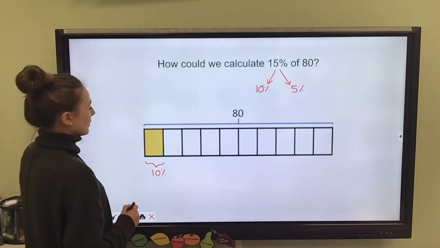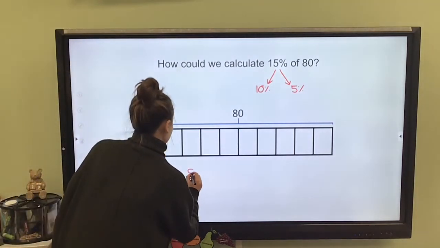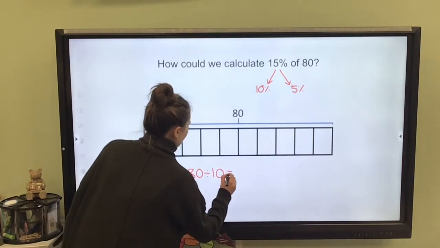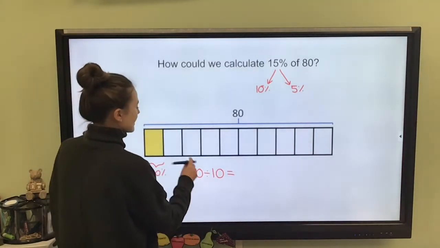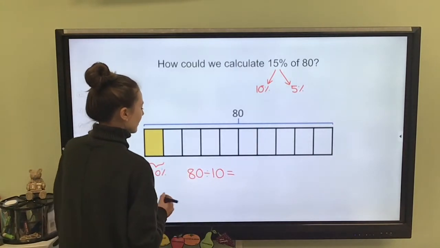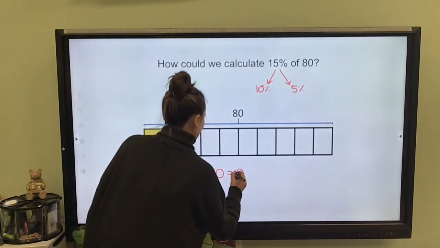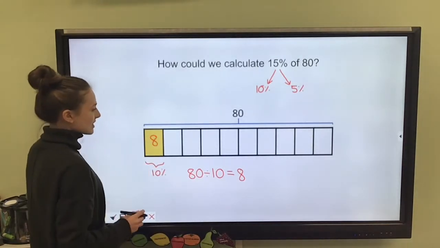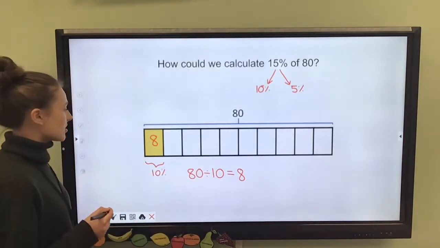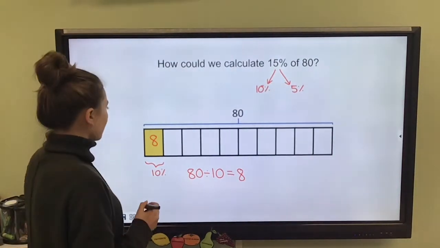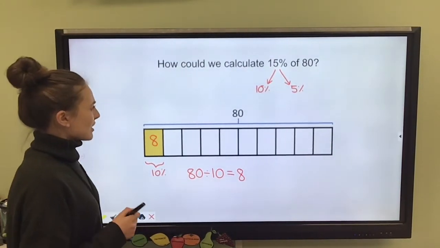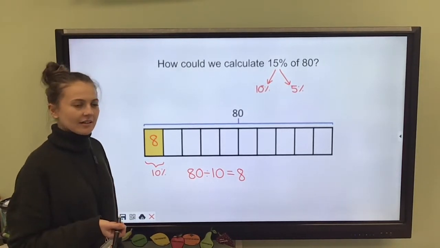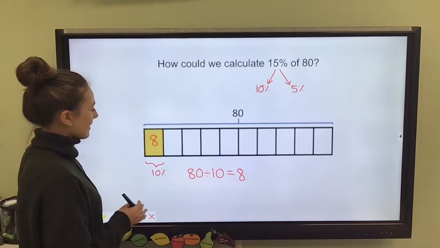Okay, so I can do 80 divided by 10, because 80 is my whole and 10 is my number of sections. Okay, and that will give me 8. So therefore I know that I can label 1/10, so one of my 10 sections, as 8. Okay, but this time I'm not actually trying to find out what 10% is, am I? I'm trying to find what 15% is. So I already know my 10%, that's fine.